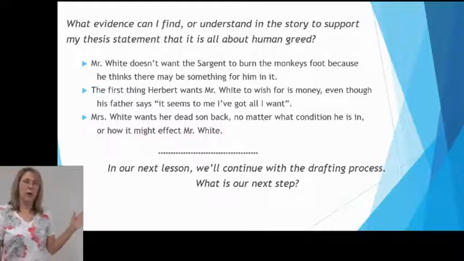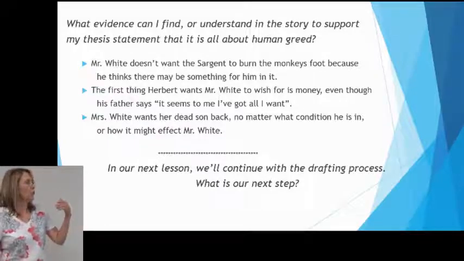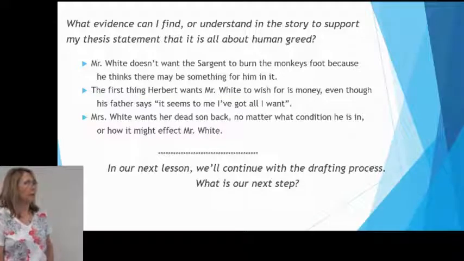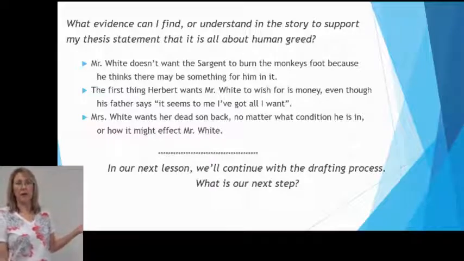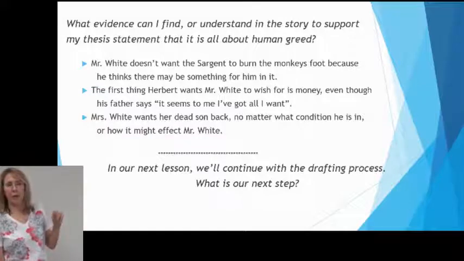Then Herbert, who I didn't mention earlier in the characters, it was their son. He, right off the bat, as soon as Mr. White acquires the paw, wants him to wish for money. But Mr. White initially thinks that he has everything he wants. So we kind of have a little bit of a conflict there. But Herbert wants money right off the bat.